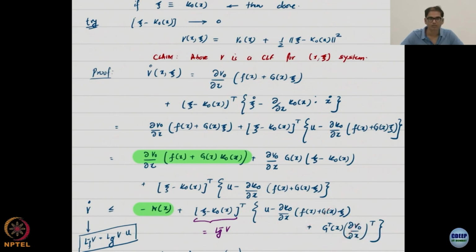I've already removed these using some parts of u. I'm going to make u as plus del k0 del x fx plus gx psi minus g transpose del v0 del x transpose. So these two cancel out, but I can add more terms in u. What more should I add in u? Absolutely. You just introduce a minus psi minus k0 x transpose. If you just introduce that, what will I get? Minus norm psi minus k0 x whole squared. Now the combination becomes negative definite.